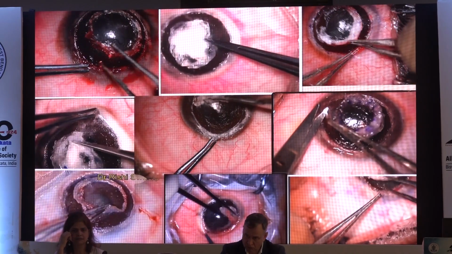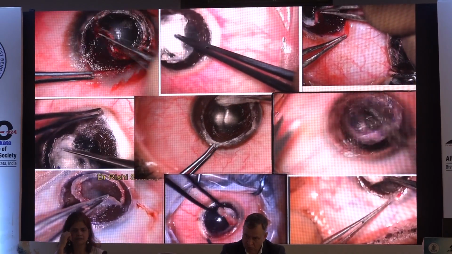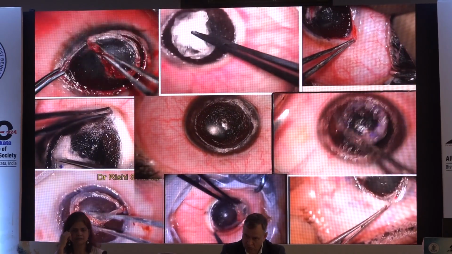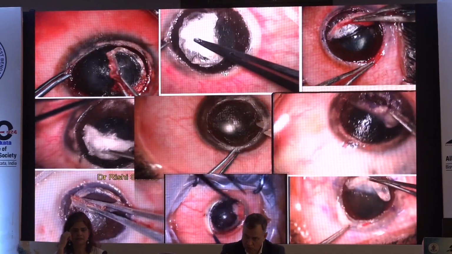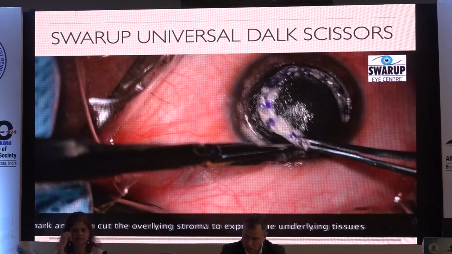And you can do it again and again. I've done it now in hundreds of cases, and the key is to start peeling when you are at the right plane. If you're too superficial, you'll get resistance, and then you're not at the right plane. So be at the right plane, and then you can easily do it.